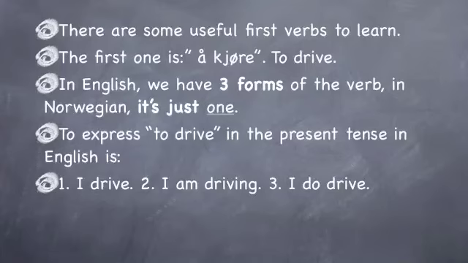Let's continue. There are indeed some useful first verbs to learn. And the first one that we're going to pick today is å kjøre, which means to drive. That's å kjøre. In English, it's a little bit more complicated. We have 3 forms of the verb. In Norwegian, well, it's just one. To express, for example, to drive in the present tense in English, it's I drive, I am driving and I do drive. In Norwegian, it's just jeg kjører.